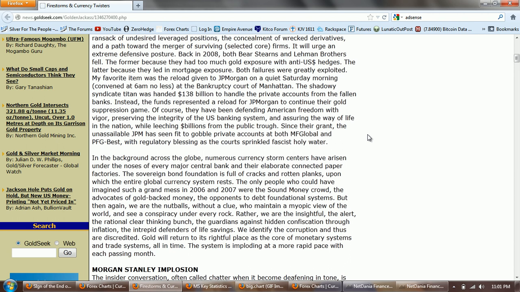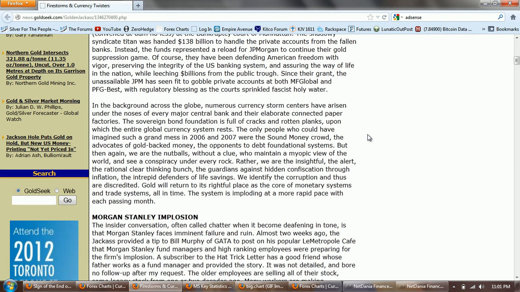Instead, the funds represented a reload for J.P. Morgan to continue their gold suppression game. Of course, they have been defending American freedom with vigor, preserving the integrity of the U.S. banking system and assuring the way of life in the nation, while leeching $1 billion from the public trough. Since their grant, the unassailable J.P. Morgan has seen fit to gobble private accounts at both MF Global and PFG Best, with regulatory blessing as the courts sprinkled fascist holy water.